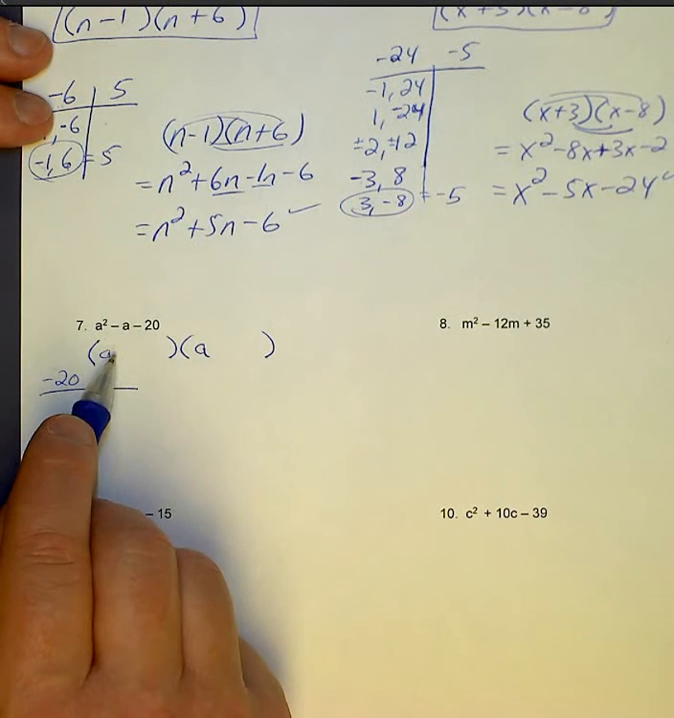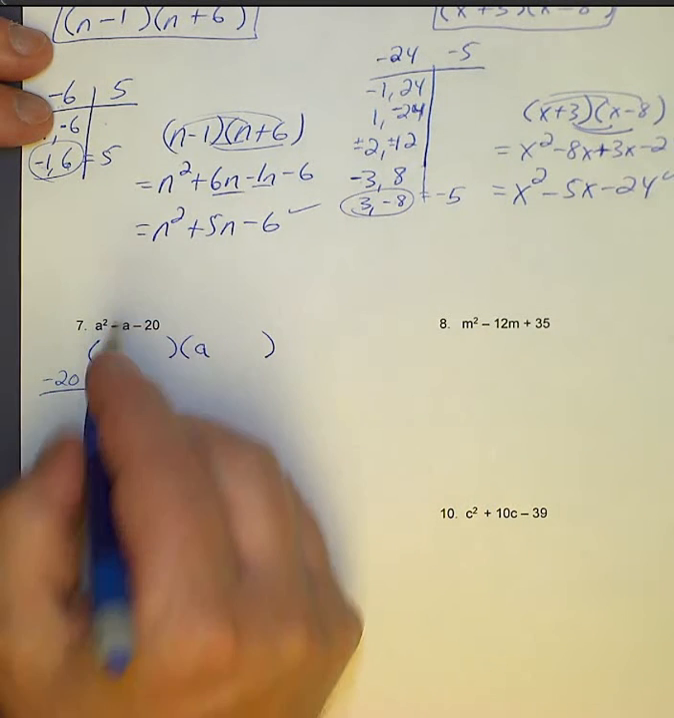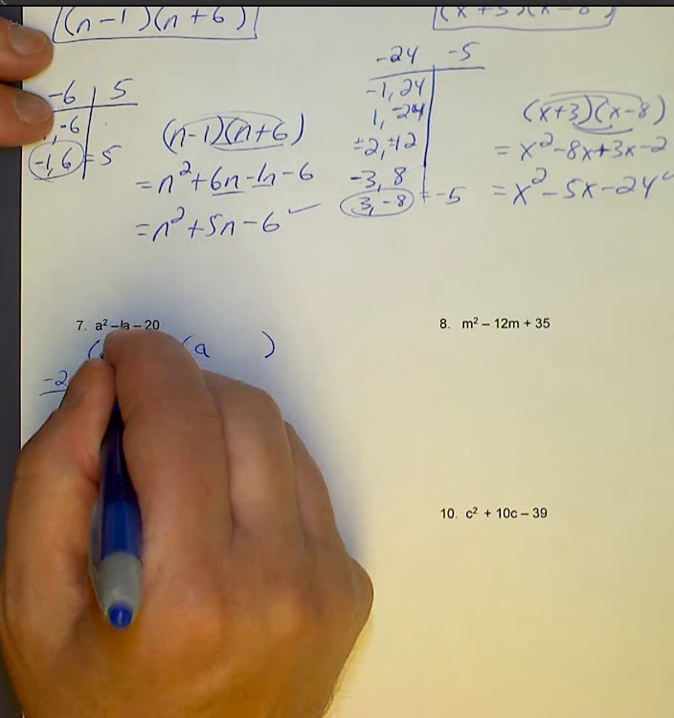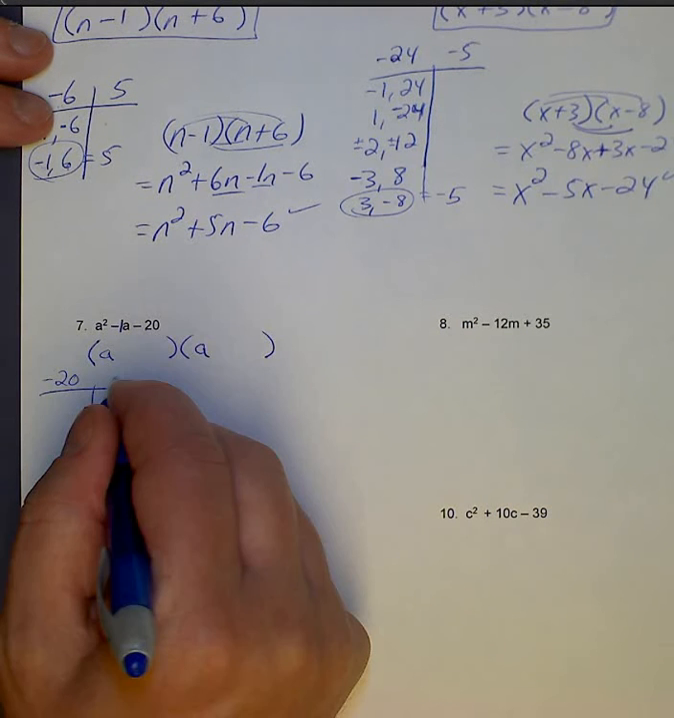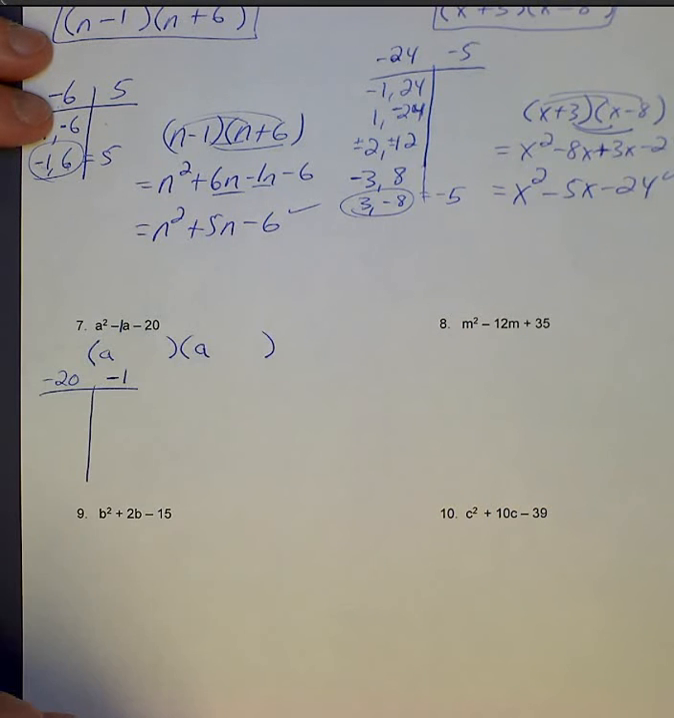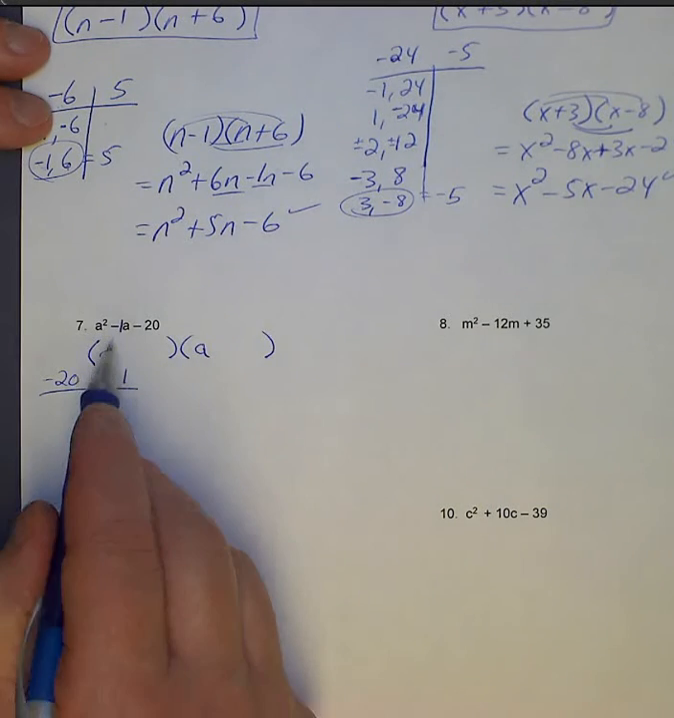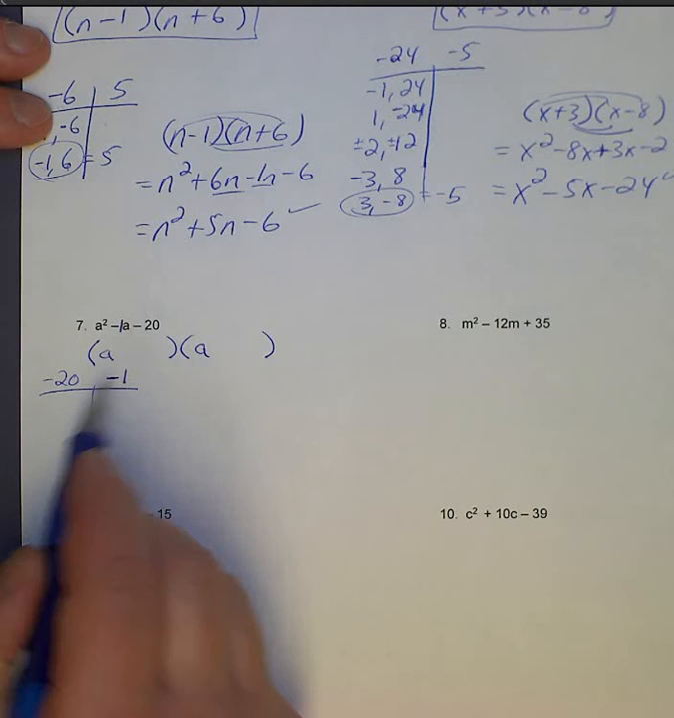So that middle term, minus a, I can really put a 1 there, right? Little invisible 1. It's minus a single a. So that term is negative 1 right there. That's the only trick in number 7. So that b value is negative 1. So factors of negative 20 that add to negative 1.